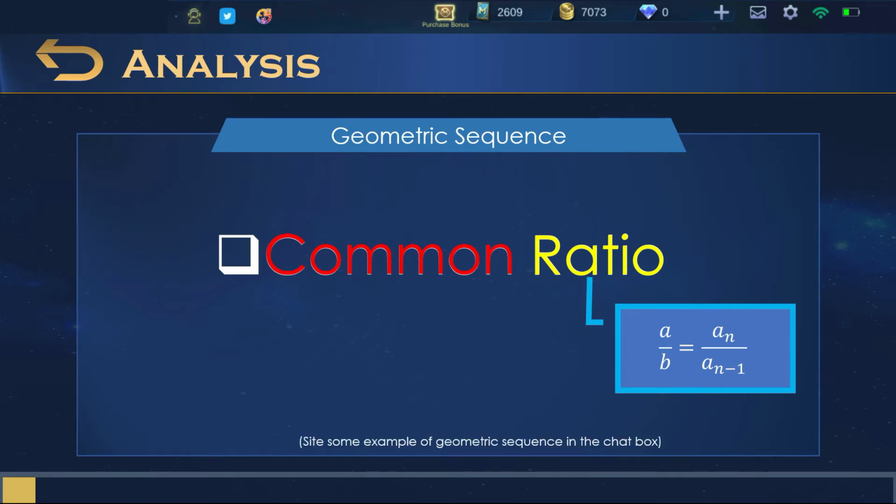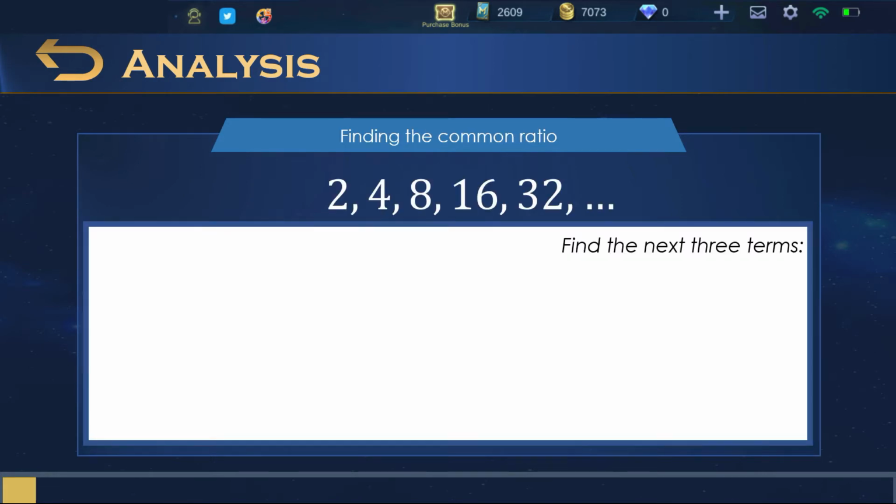Let us have an example. I will give you 1 minute for you to identify what might be the common ratio of this sequence.